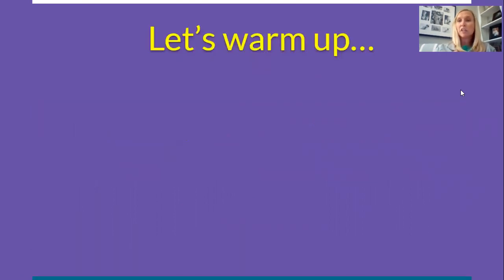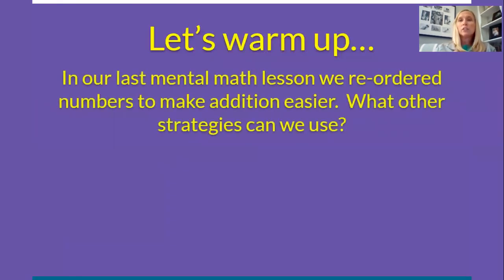All right, first of all, let's warm up. In our last mental math lesson, we reordered numbers to make addition easier. What are some other strategies that we can do? When we reordered our numbers, we reordered them in a way that would be easier to add. We also learned the commutative property of addition, you can put them in any order you want. So what are some of the ways? Think for a second.